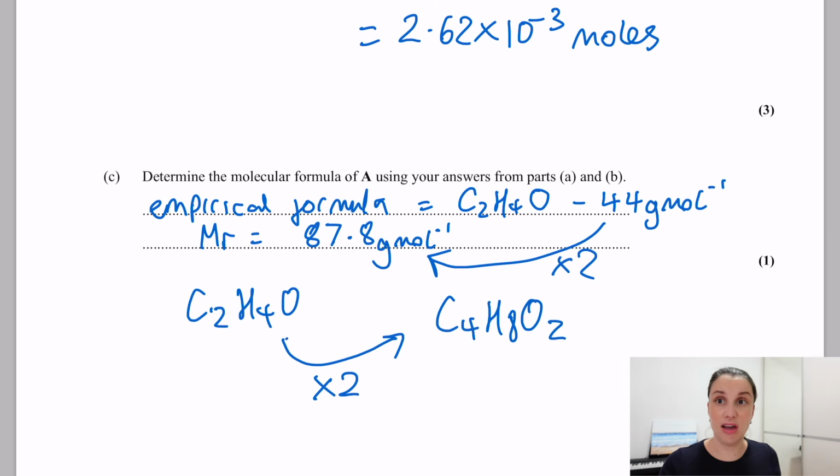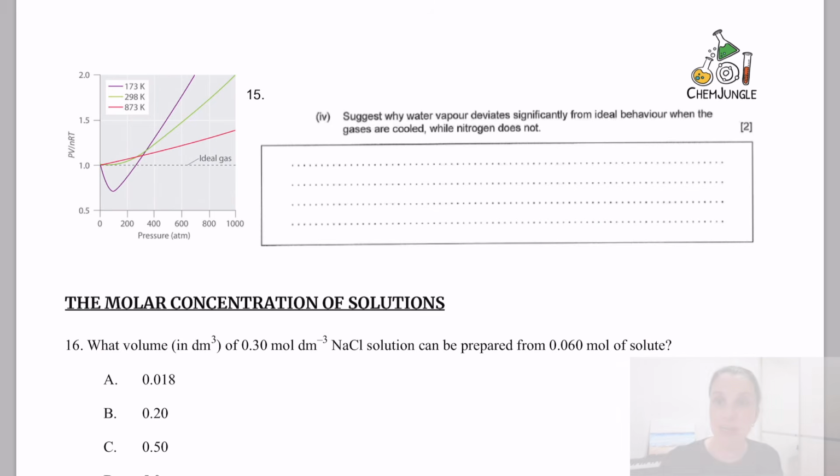This also has a relative molecular mass of 87.8, so I know that this is the correct formula for this compound. So in IB chemistry, this section here that I'm doing now, I would classify as something that is level 7 content. You need to make sure that you've gone through these tiny syllabus points to make sure that you really know all of your stuff.